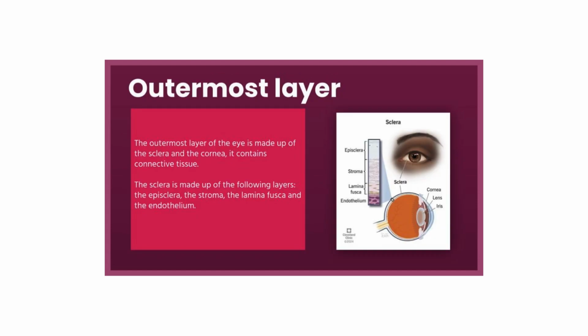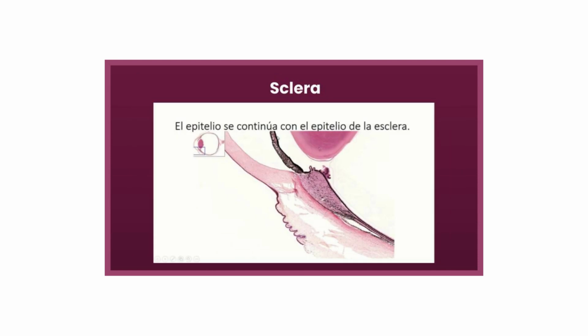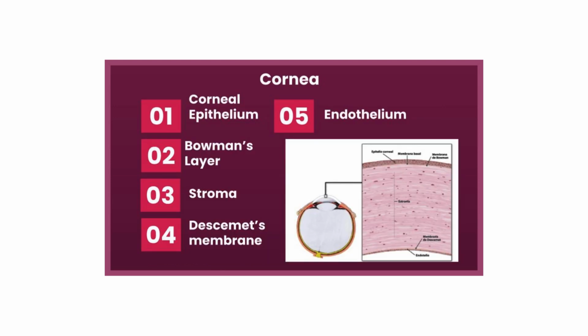When talking about the outermost layer of the eye, we talk about two main structures, the sclera and the cornea. First, we need to understand that the sclera is the white part of the eye and is composed of the episclera, the stroma, the lamina fusca, and an endothelium, while the cornea, also known as the transparent front layer of the eye, has only 5 layers.